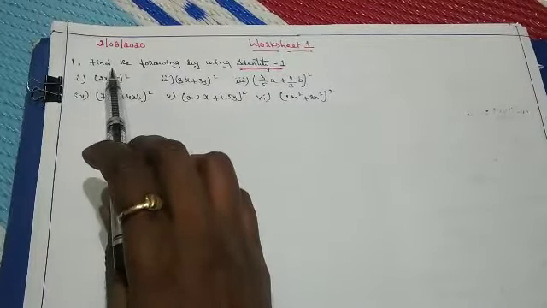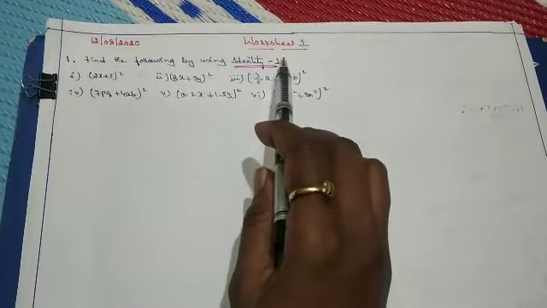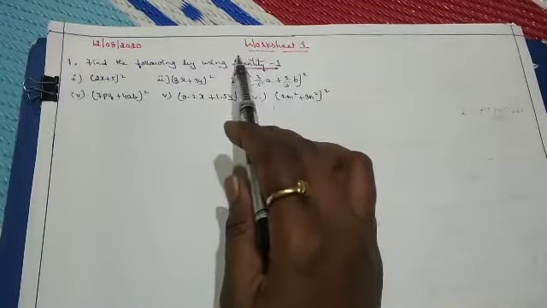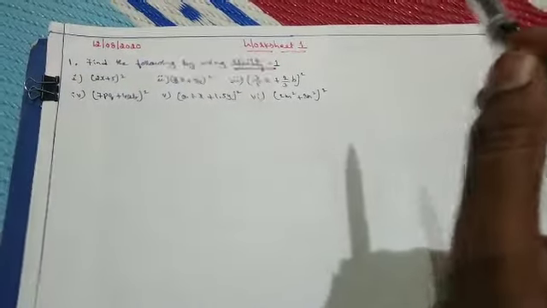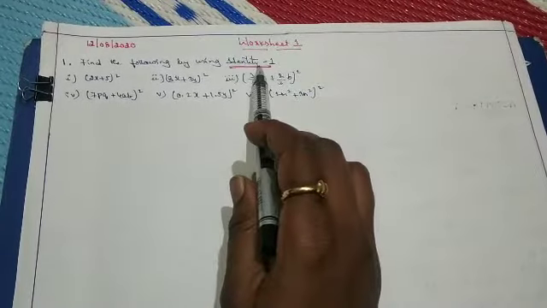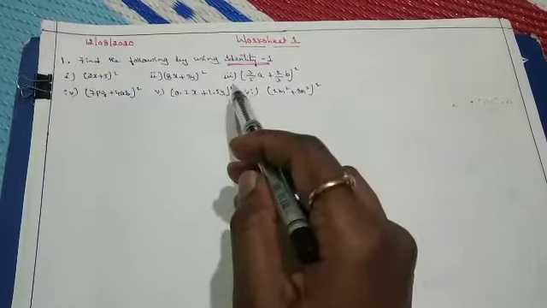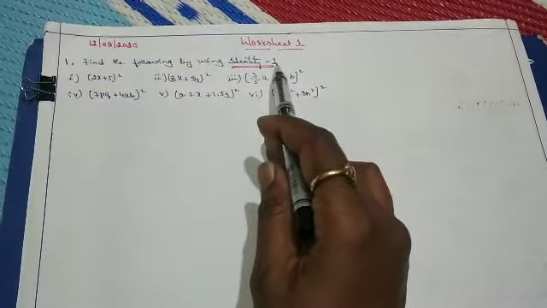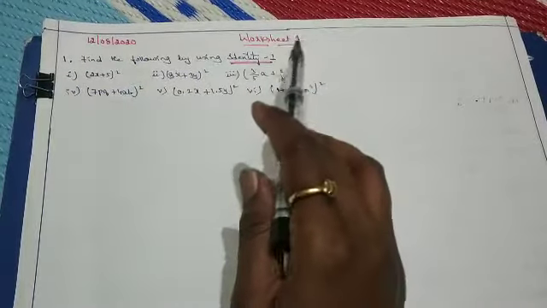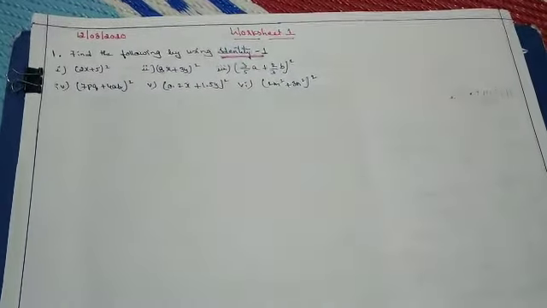The first question states, find the following by using identity 1. In the exam paper, it will not say by using identity 1. They'll just say by using a suitable identity. In your book it may be identity 1, children, but in another reference book it may be any identity number. So don't bind yourself to identity 1 being (a plus b) whole square equal to a square plus 2ab plus b square. It's nothing like that. If they ask what is (a plus b) whole square, then you expand it as a square plus 2ab plus b square.